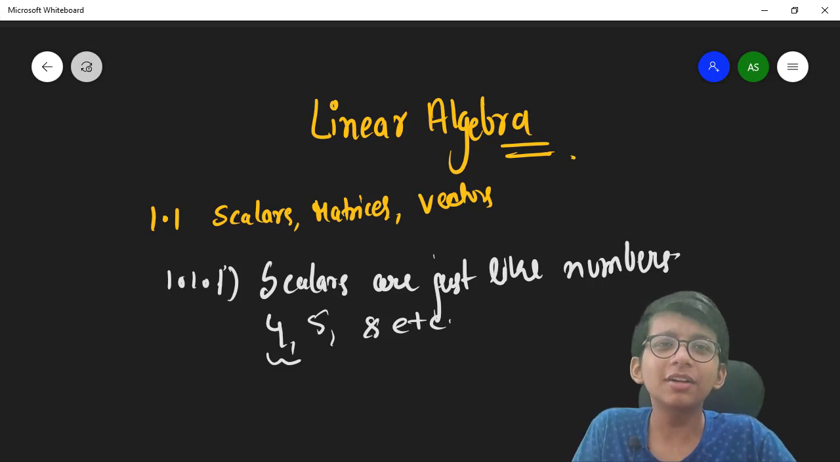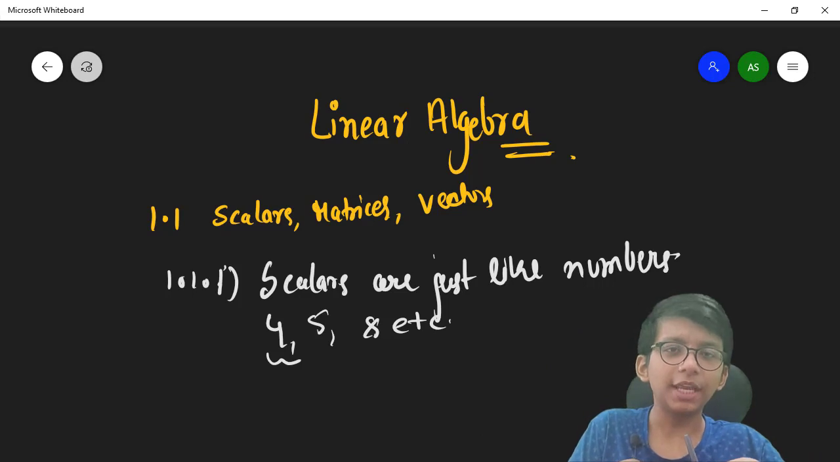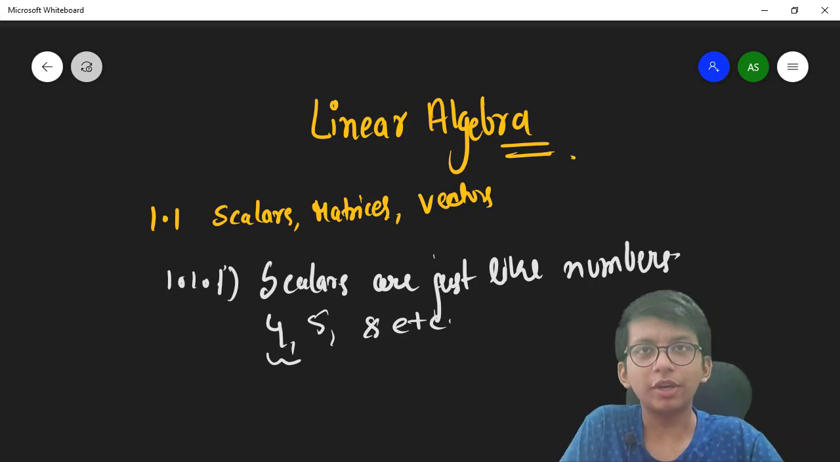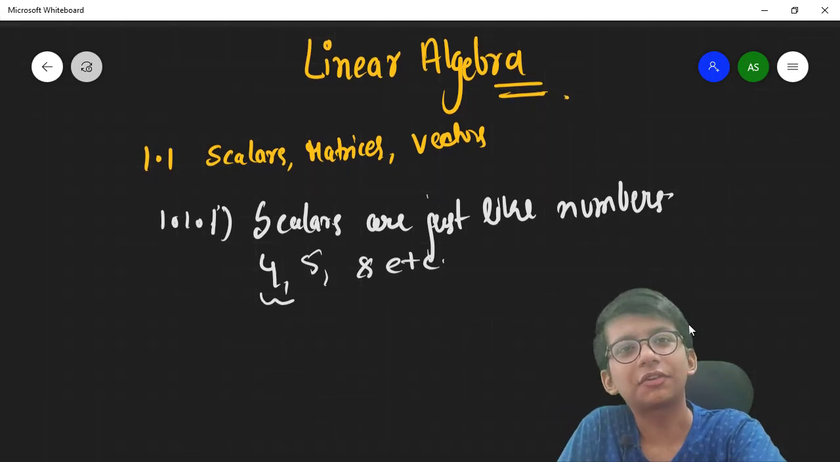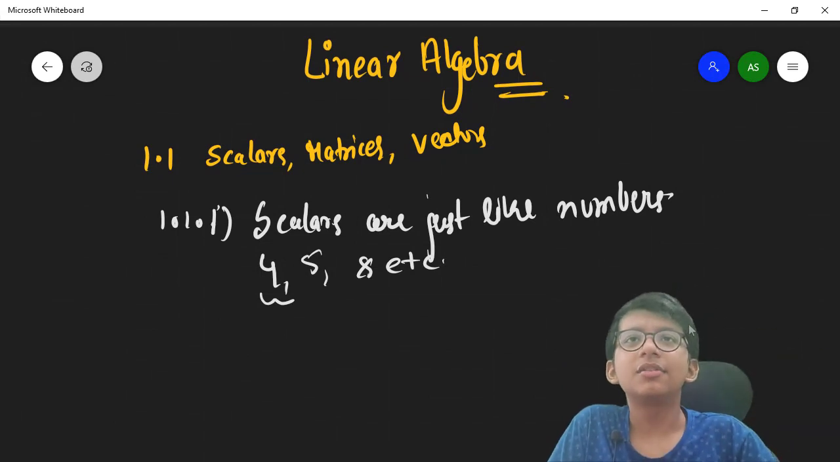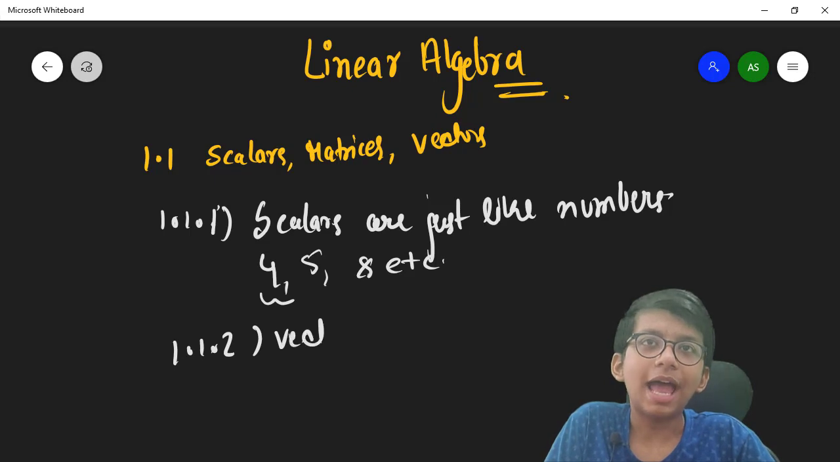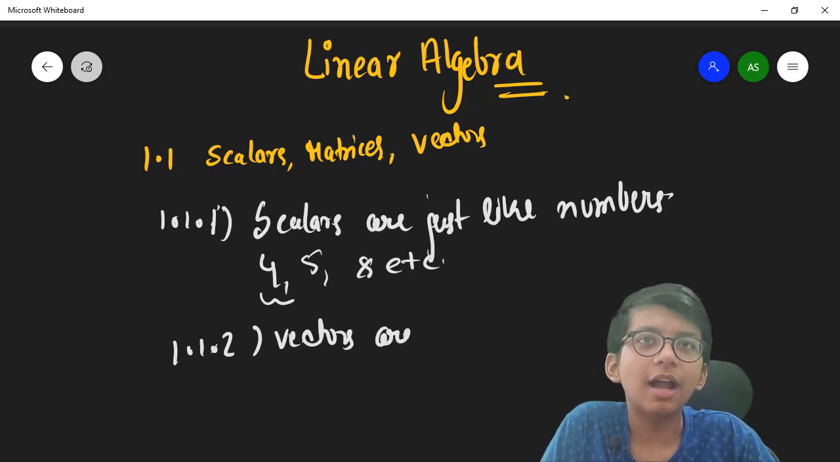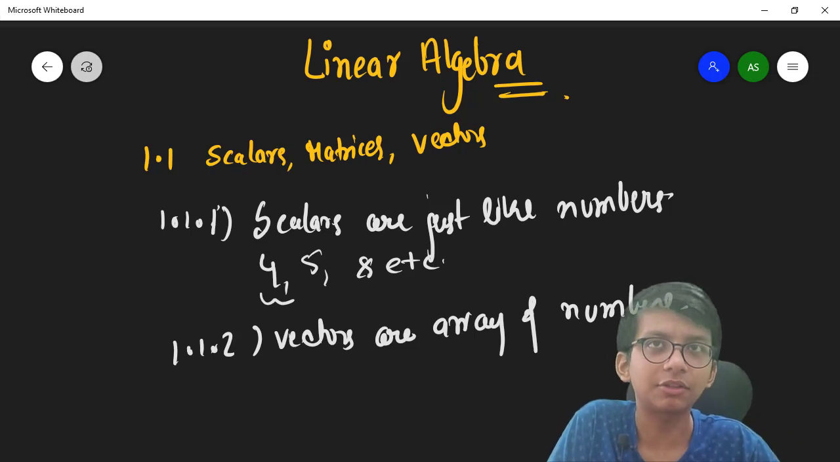Okay, so what are vectors? Vectors are like arrays of numbers. So here's a good definition. Then I will give you some examples to help you better understand what vectors and matrices are. 1.1.2, vectors are arrays of numbers. Don't be confused about this; I will talk very much about vectors over here.